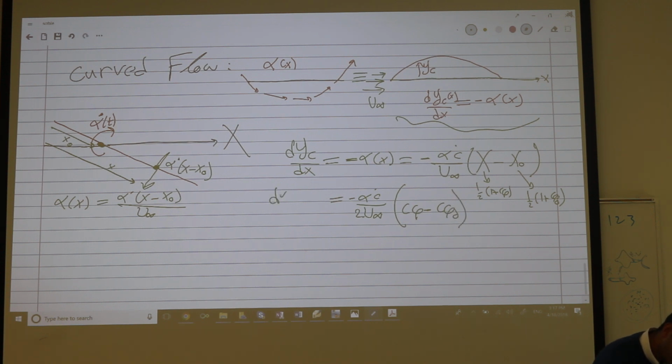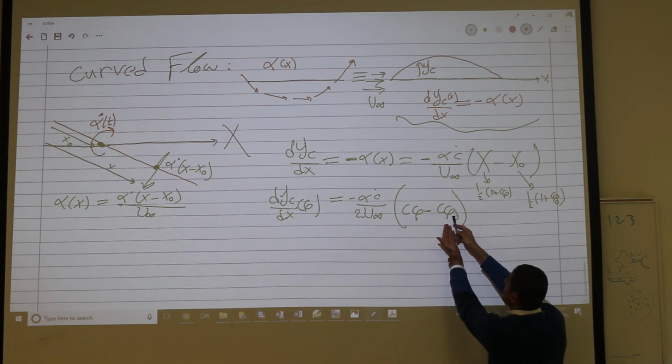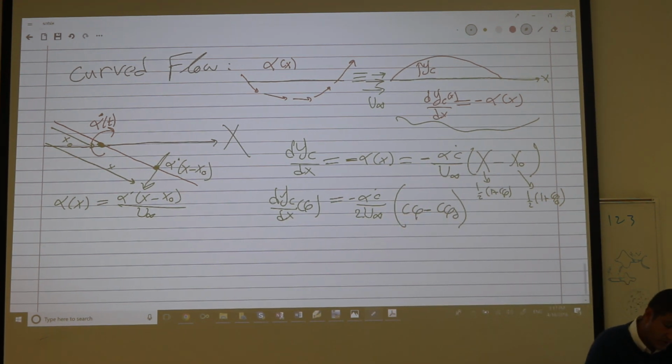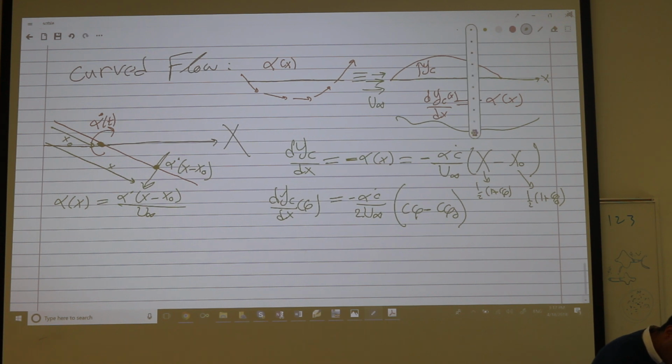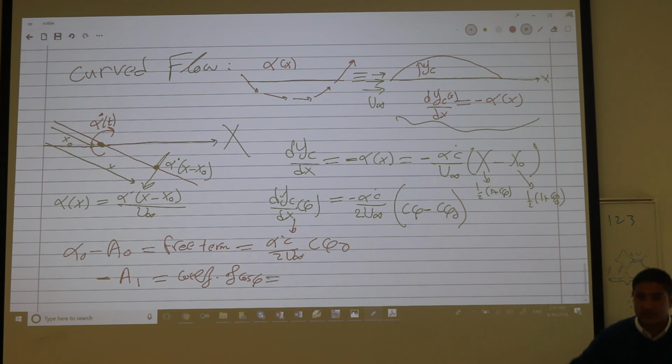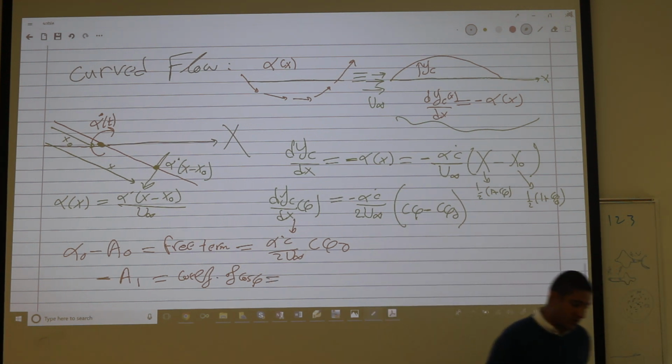This is very easy. Why? Because it's actually in terms of cosines. Here is the free term, and here is the coefficient of cosine. Here are A0 and A1 immediately, right? So remember, alpha naught minus A0 is the free term in your camber. The free term here is alpha dot C over 2U infinity cosine phi naught. And negative A1 is the coefficient of cosine phi in your camber. And negative A2 is the coefficient of cosine 2 phi, and so on.